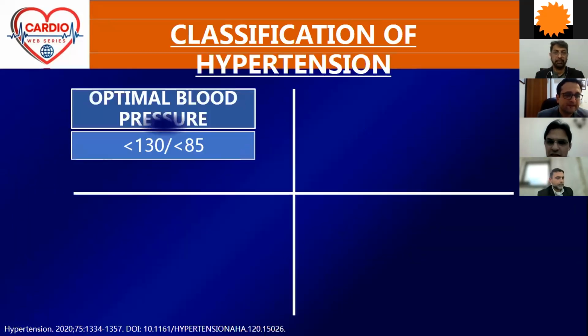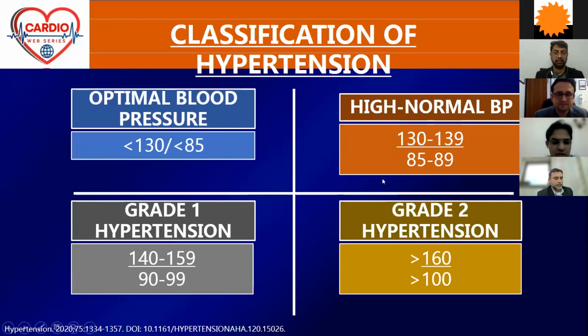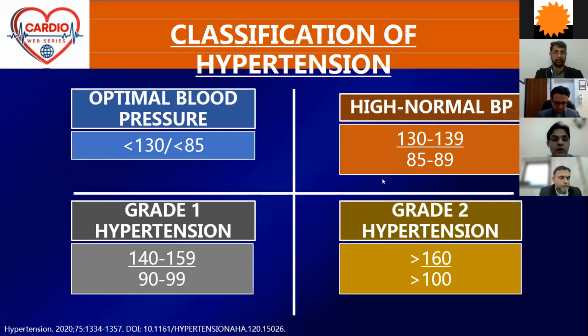If you look at the classification based on the International Society of Hypertension, optimal blood pressure is less than 130 systolic and diastolic less than 85. High normal blood pressure is 130 to 139 and 85 to 89. Grade 1 is 140 to 159 and 90 to 99. And grade 2 hypertension is more than 160 and diastolic more than 100.